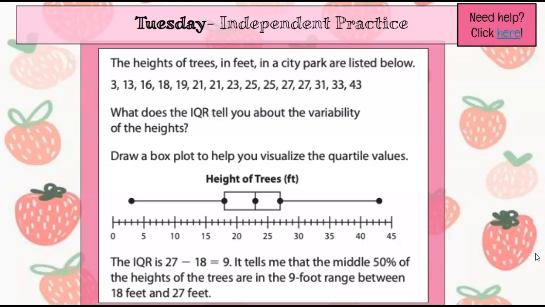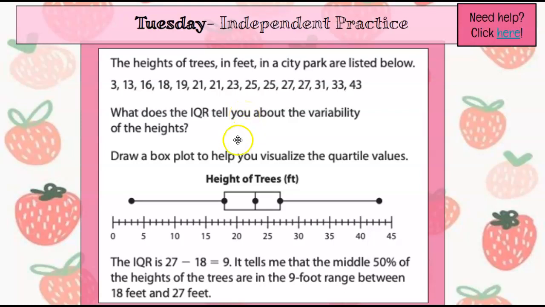So make sure that you check your answers so that you understand exactly what is going on with our data. So we're looking at a problem with the height of trees in feet in a city park that are listed below. You can see here that they're already in number order, which is nice because we don't have to do that. So what does the IQR tell you about the variability of the boxes?